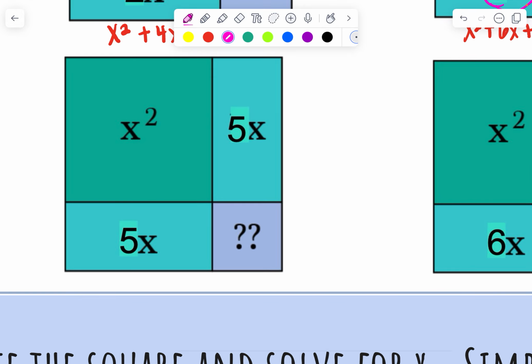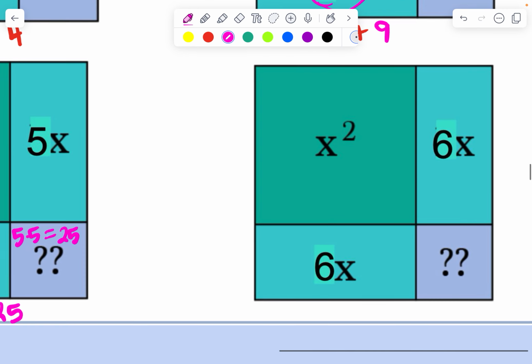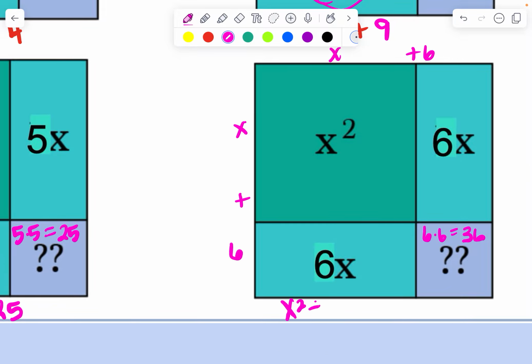Let's look at a couple more here. X squared plus 10x, this would be plus something. Well, this part here would have to be 5 times 5, which is 25. And then finally, one more example here. We have x plus 6, x plus 6, which means this box would have to be 6 times 6, which is 36. So this one would be x squared plus 12x plus 36.